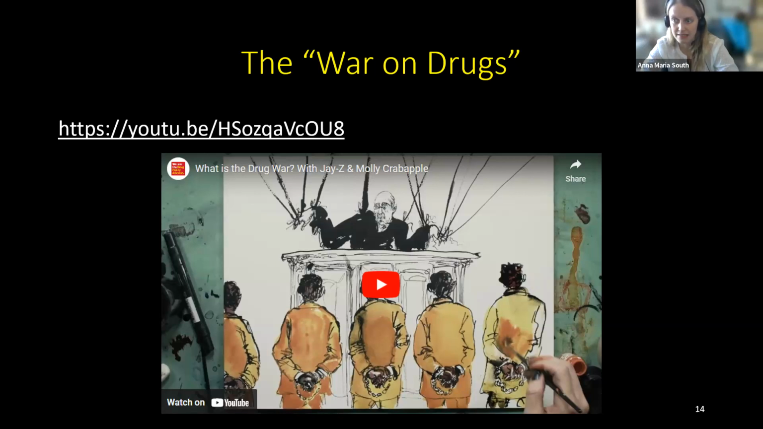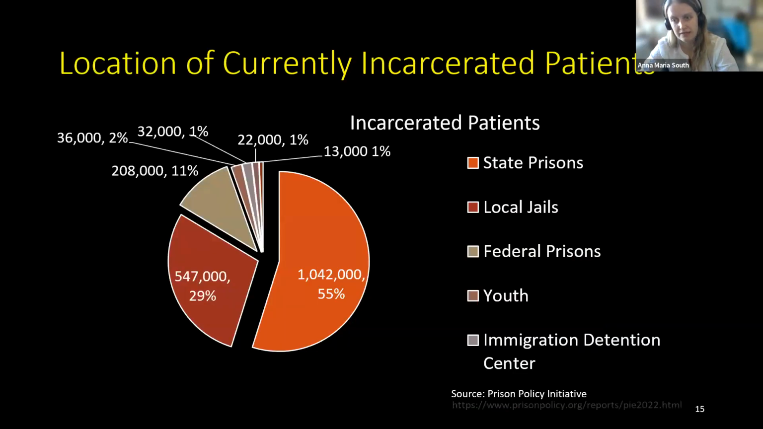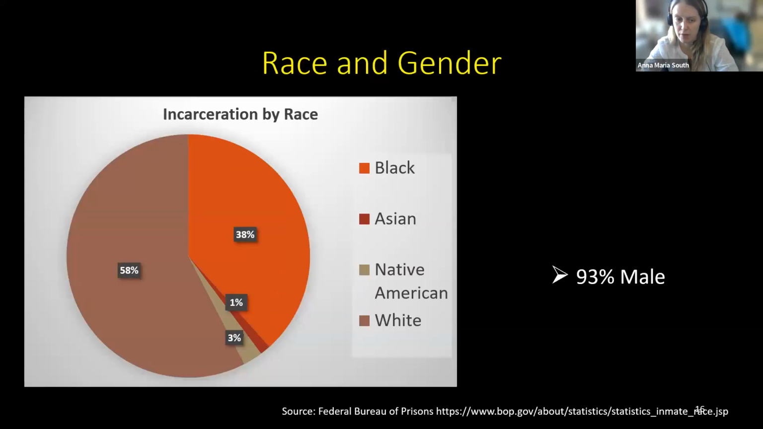But as I said, the sentences have increased related to use and possession of substances, and that has led to a significant increase of incarcerations. This is data, I think, from 2021, that shows that we have the largest population of any nation of incarcerated people, spread out across state prisons, local jails, and also federal prisons. And if we split it out by race, we see that about 58% of people who are incarcerated are white, 38% of people are Black.